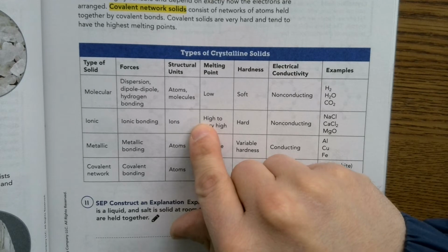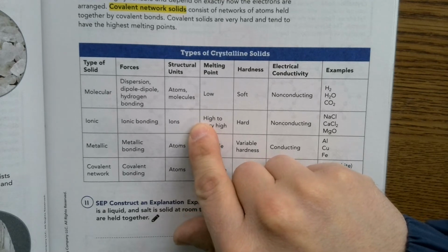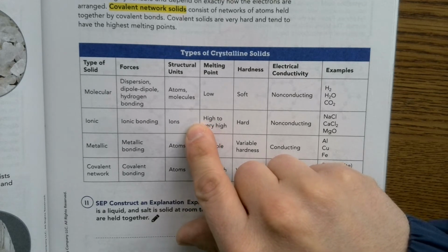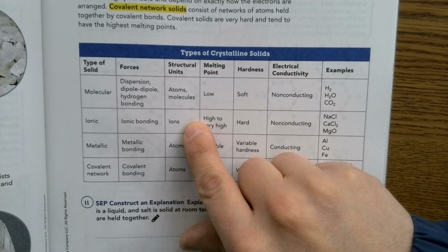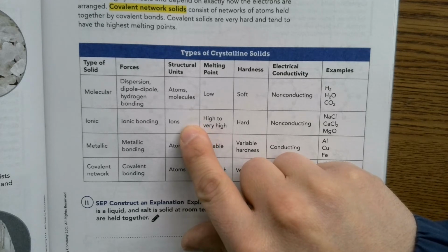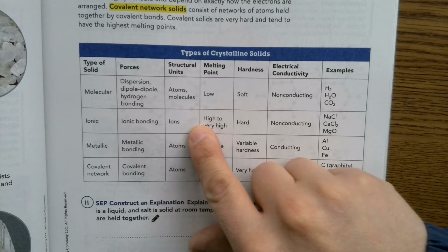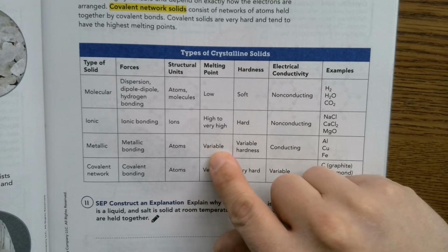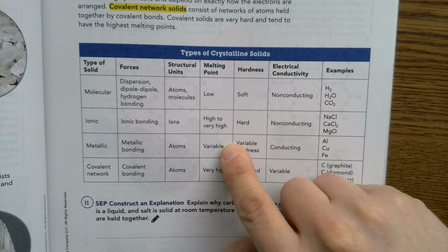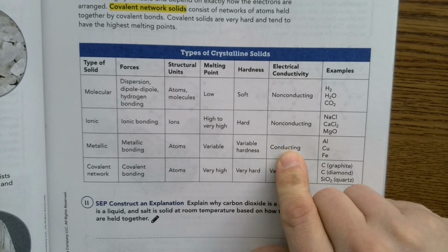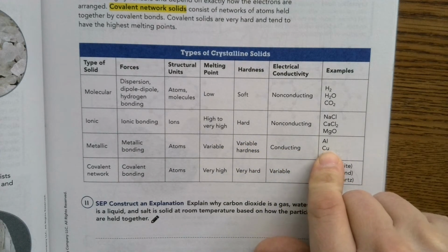You can't melt salt at home unless you have a very high stove. We have to use a Bunsen burner to melt salt. And some other salts won't melt even with my Bunsen burner. Like magnesium oxide, I believe, won't melt with my Bunsen burner. It takes a lot of energy for that to melt. But metallic bonds vary a lot. It can be thousands of degrees to liquid at room temperature. And they are conducting because we have things like copper wiring in our house.